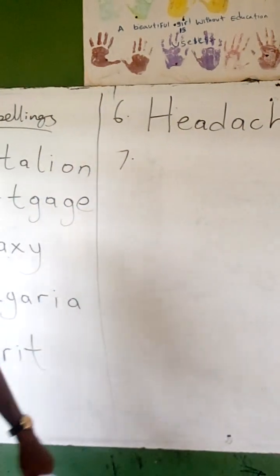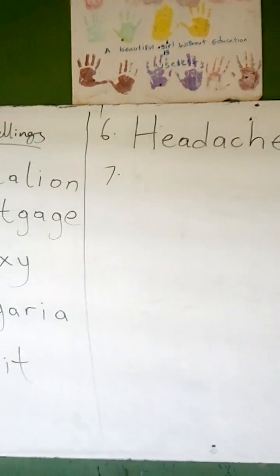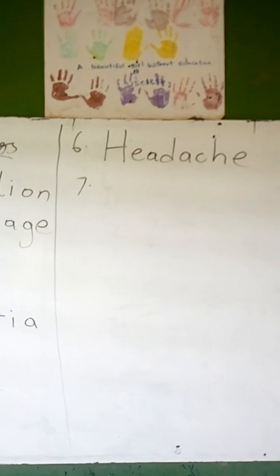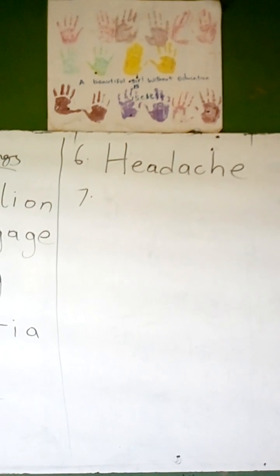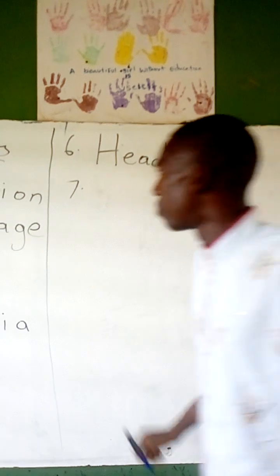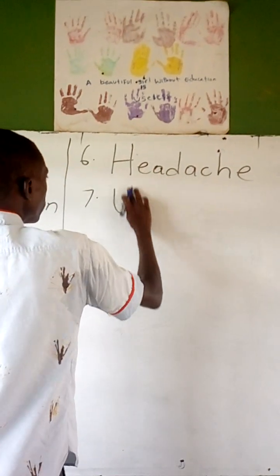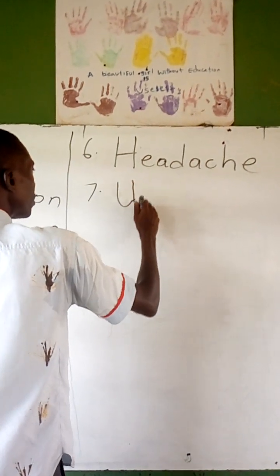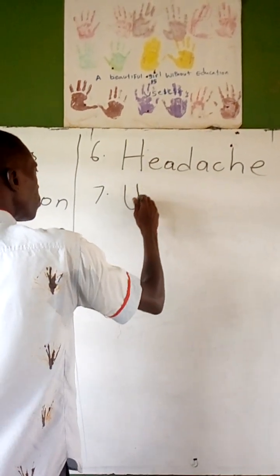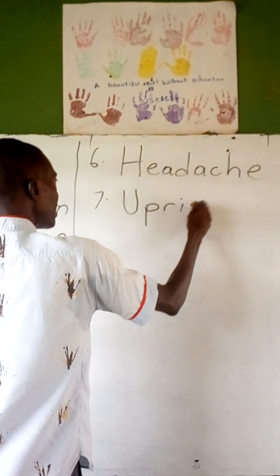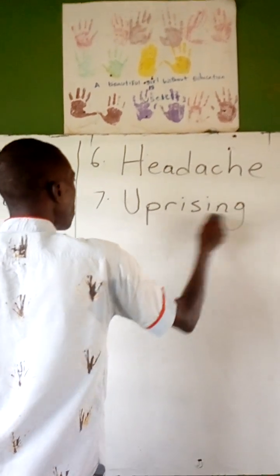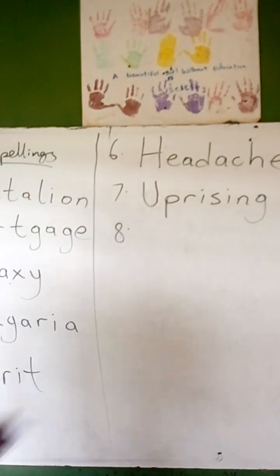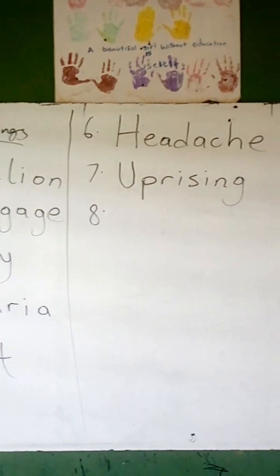Now, spell uprising. Uprising. Hello. Spell uprising. Because of our time, let me help you. Uprising. U-P, this letter U. R-I-S-I-N-G. Uprising.